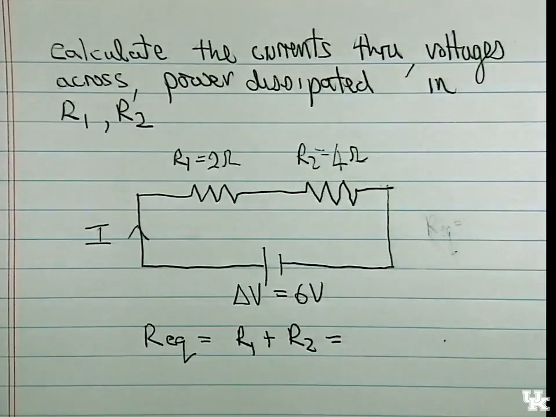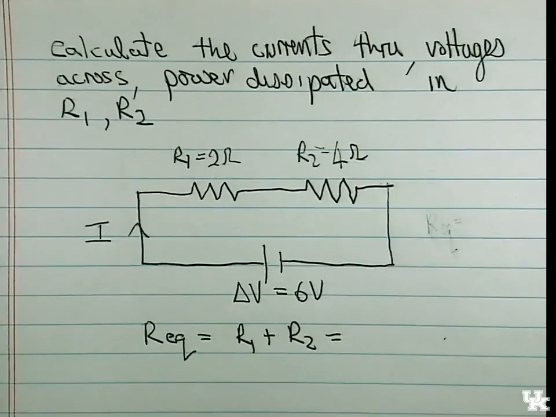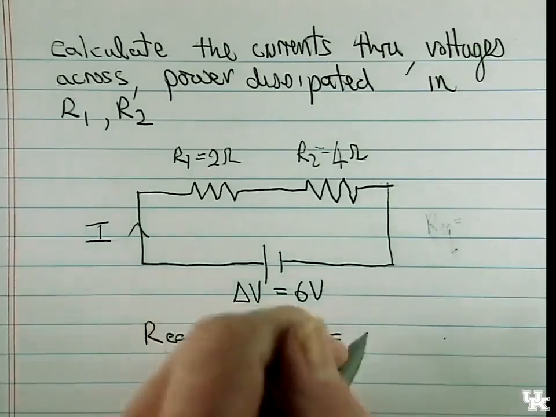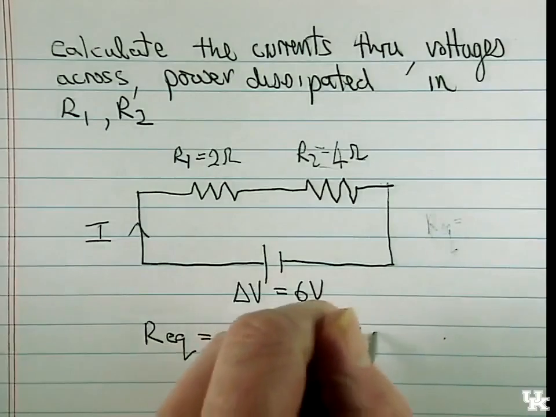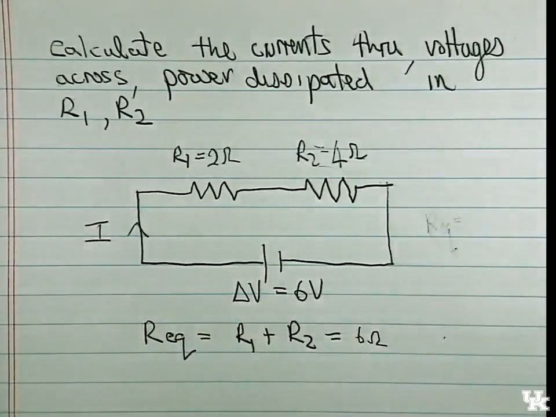A helpful tool in solving circuit problems is equivalent resistances. So I thought I'm just going to solve the equivalent resistance first. Of course, it's simple. It's 2 ohms plus 4 ohms equals 6 ohms, the equivalent resistance of these two resistors in series. So this is 6 ohms. And so that's how I started out the problem.